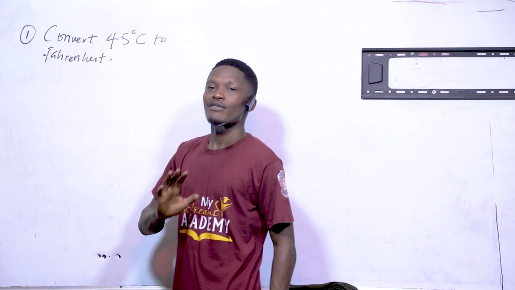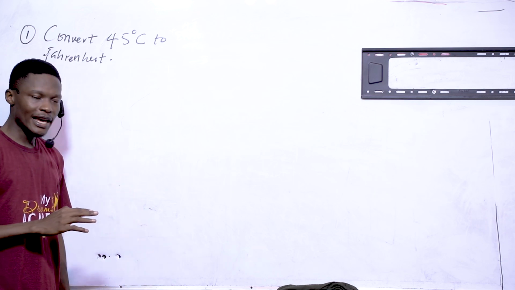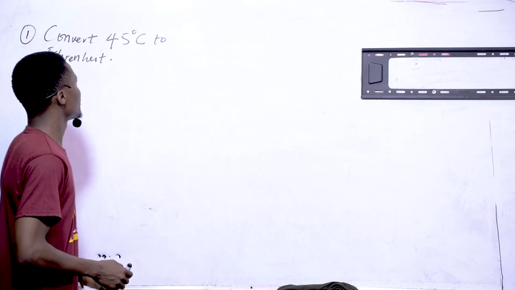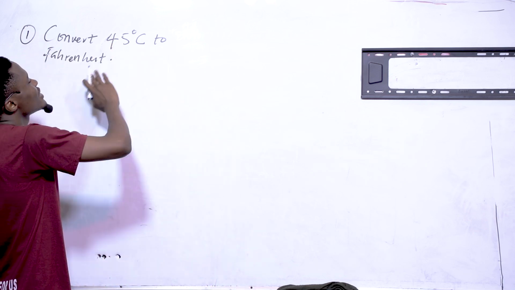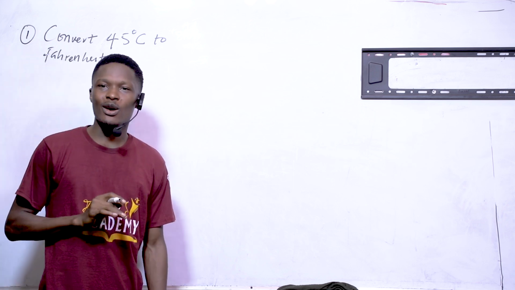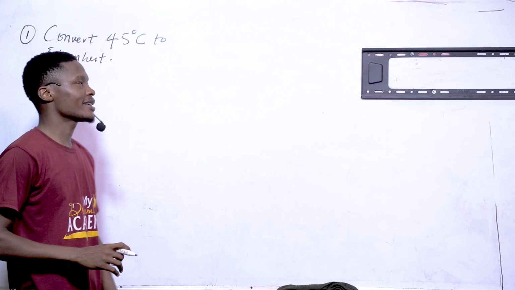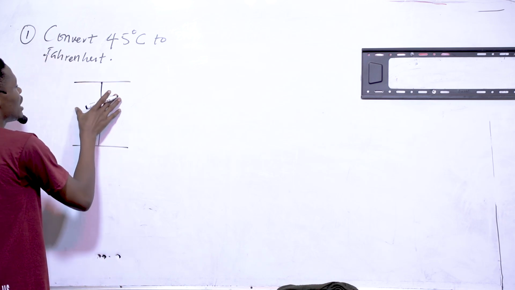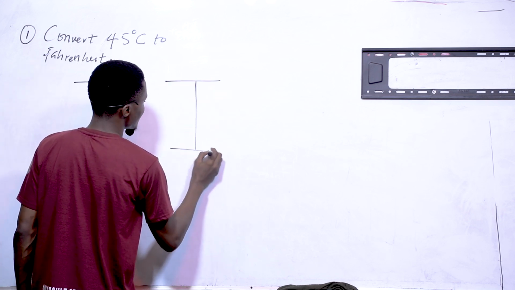So I know you might have known a formula for converting Celsius to Fahrenheit, okay? But just wait and let's use calibration. So, what I have to ask myself is, what scales are involved? What are the two scales involved? The two scales involved are Celsius and the Fahrenheit scale. So, I can draw the two scales. Let me call this my Fahrenheit scale, and then this one is my Celsius scale.